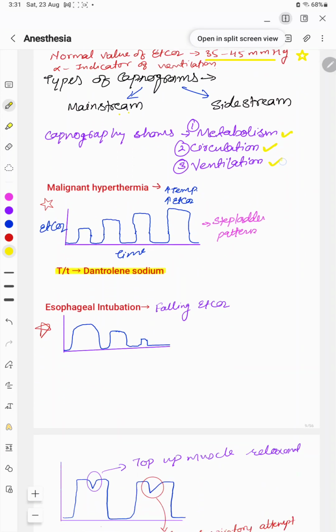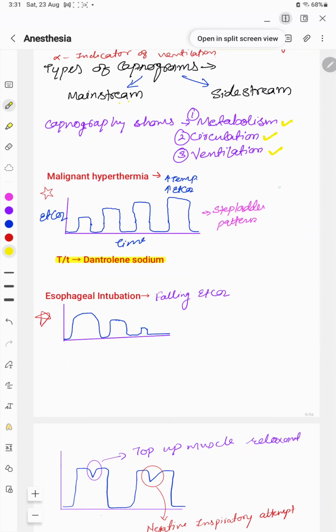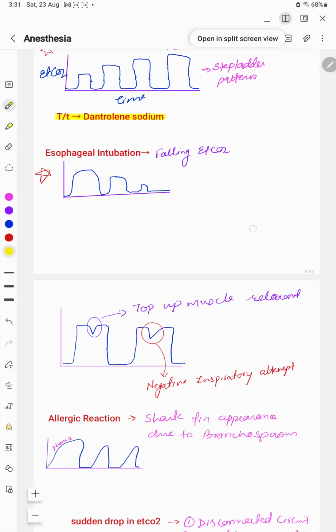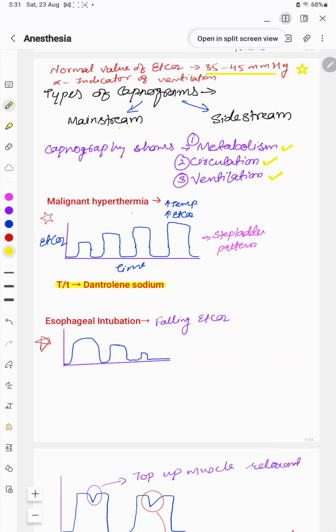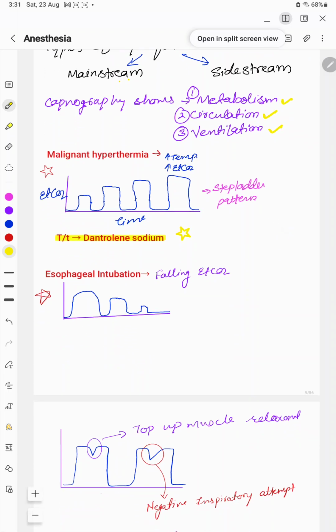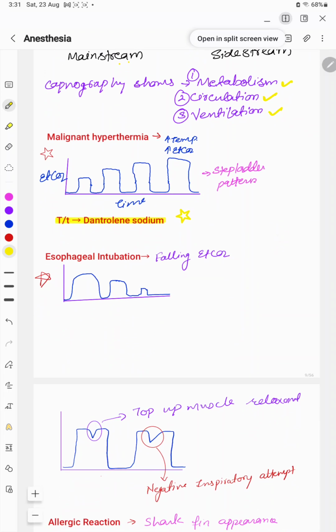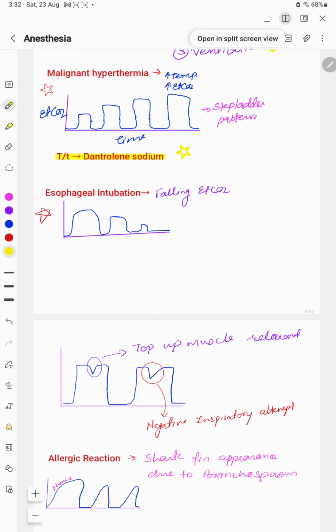Okay, now this is also important. These are the different types of capnograph. You need to remember. For malignant hyperthermia, you can see a step ladder pattern. You should remember, they already asked about this. And what is the treatment of malignant hyperthermia? Malignant hyperthermia is important from the exam point of view. You should know everything about malignant hyperthermia, and it shows a step ladder pattern, and treatment is dantrolene sodium.